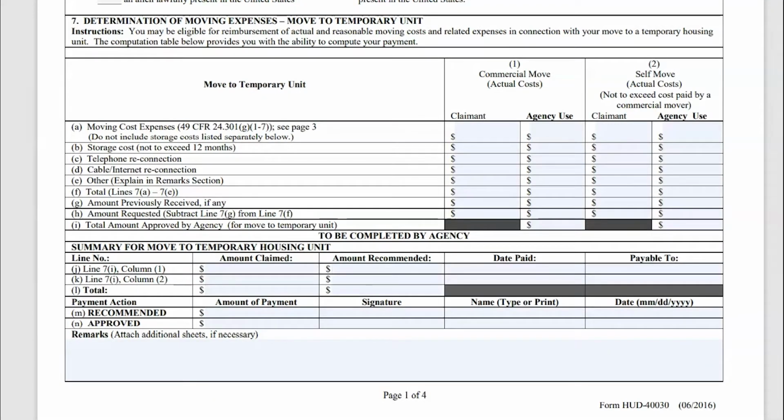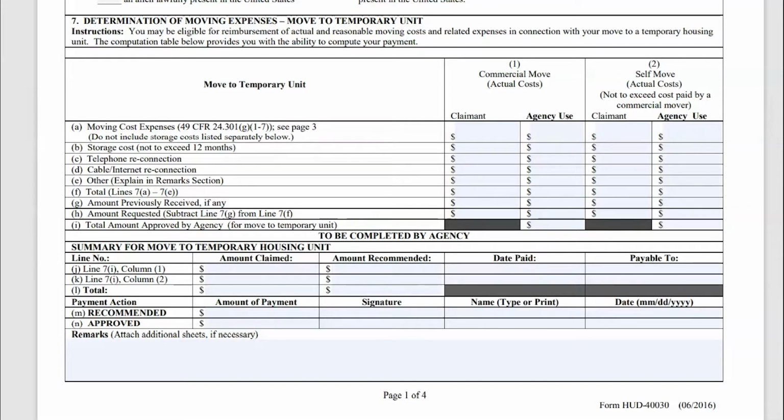Then number 7 is for the determination of claimants' moving expenses to their temporary unit. Claimants may be eligible for reimbursement of actual and reasonable moving costs and related expenses in connection with their move to a temporary housing unit. They should complete the computation table in number 7 to compute their payment.